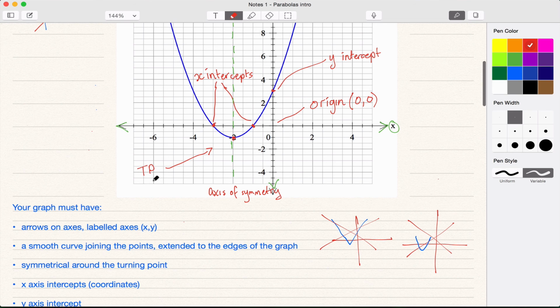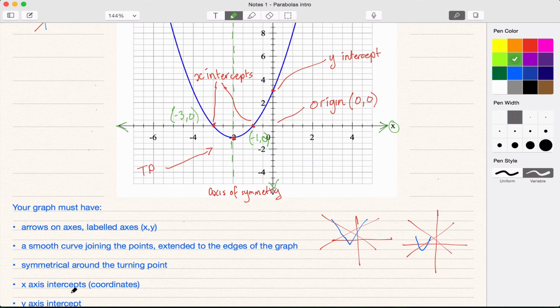We often say TP for turning point. You will need to label your x-axis intercepts, and you label them by writing the coordinates. So to write this one, I find a spot close by that doesn't have other things written in it. And that would be -3, 0. So I write the coordinate point. And the other one here can be -1, 0. There we go.